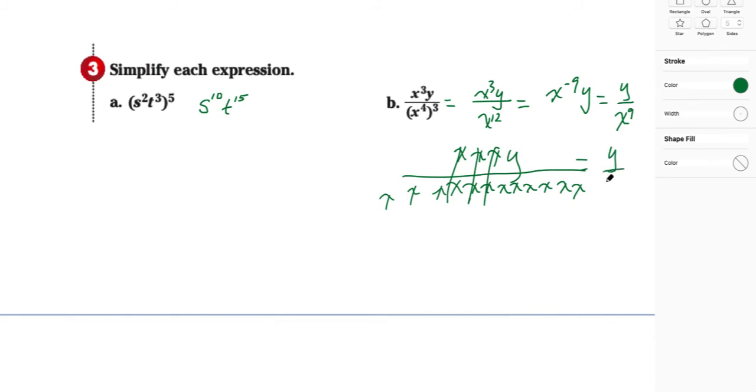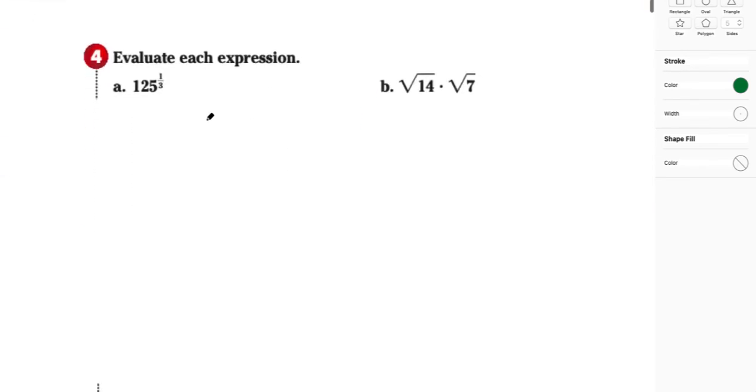So we're left with 9 x's in the denominator. All right, fun. Evaluate each expression. So what does this expression mean again? If you go back up to our notes and vocabulary, we remember that the denominator is referred to as the index number. So that's going to be there.